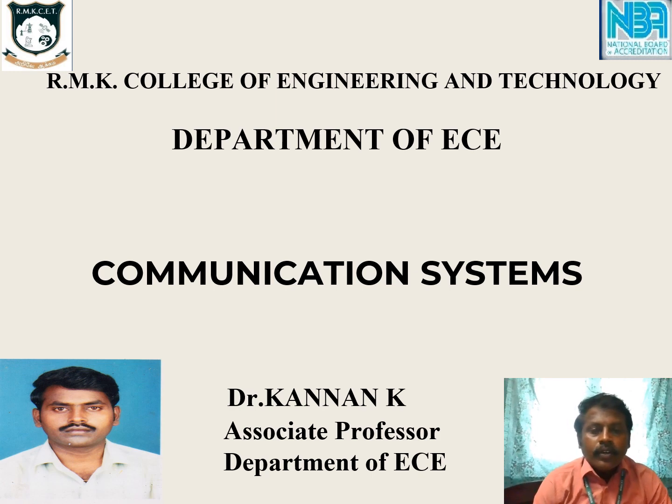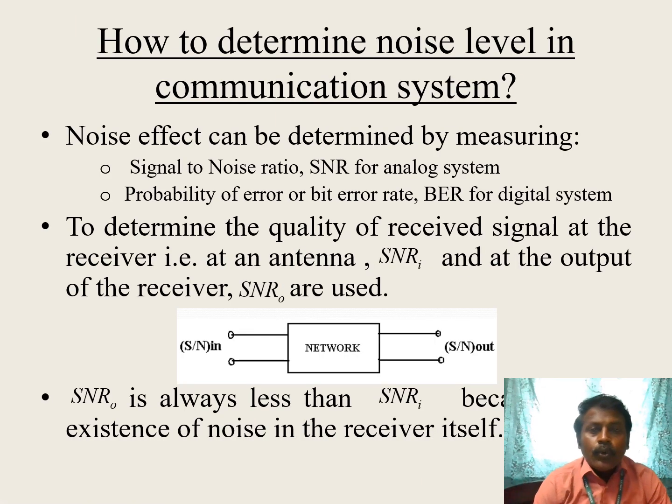In this lecture video, I am going to talk about the noise in communication systems. So, how to determine the noise level in a communication system? The noise effect can be determined by measuring or calculating the signal to noise ratio, SNR, in the case of an analog system, and the probability of error or bit error rate, BER, for a digital system.